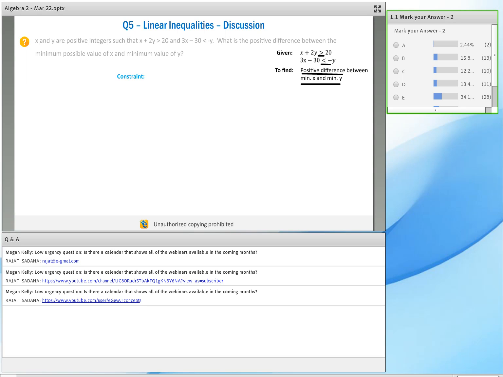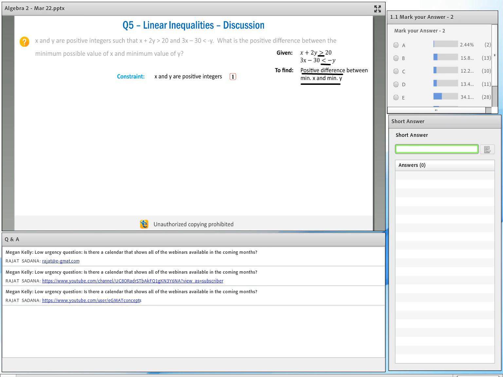So, is there a constraint? Yes, there is a constraint that x and y are positive integers. Now, how many of you did all of this so far? Notice that there was a positive difference that needed to be calculated between the minimum possible value of x and the minimum possible value of y. And how many of you noted all the constraints? Good. I'm really happy to see that. And again, the results show that. Thank you.